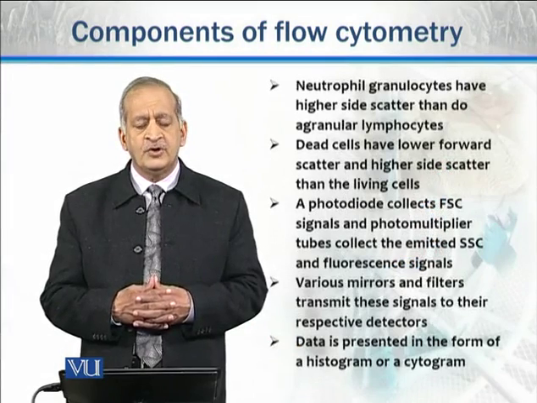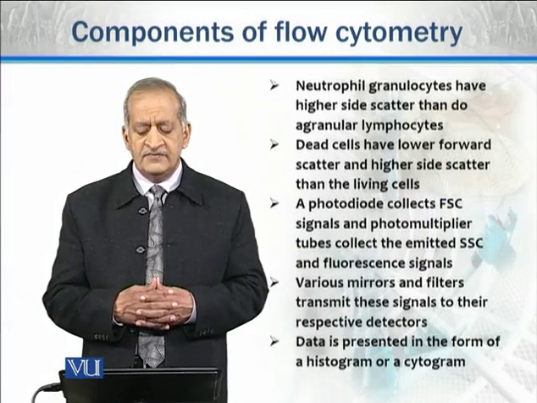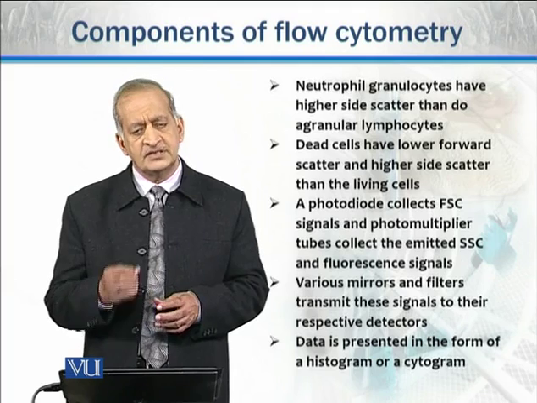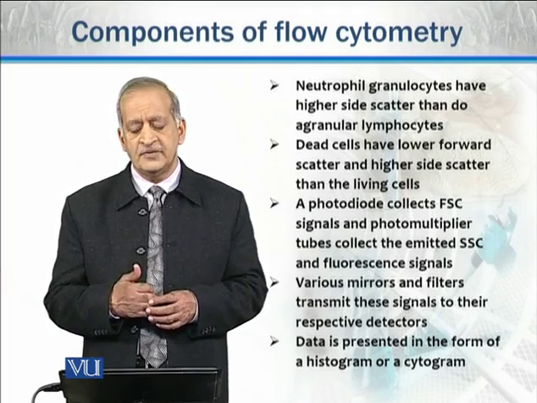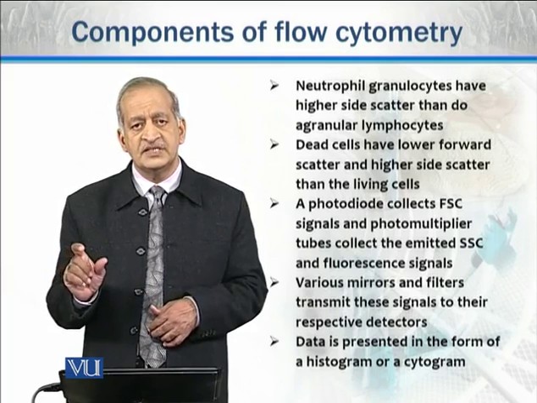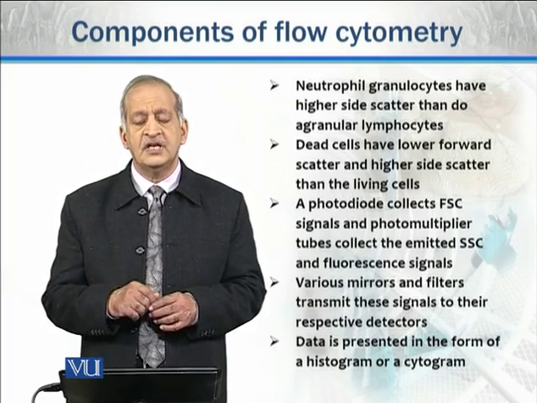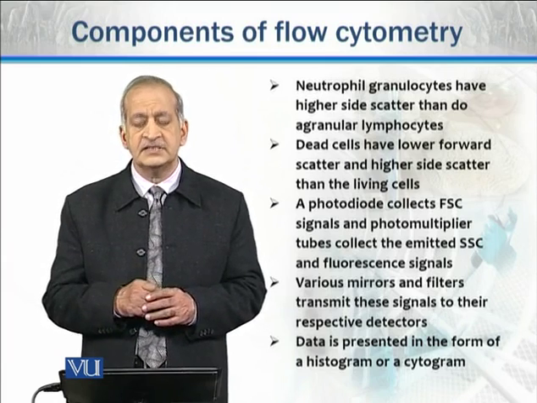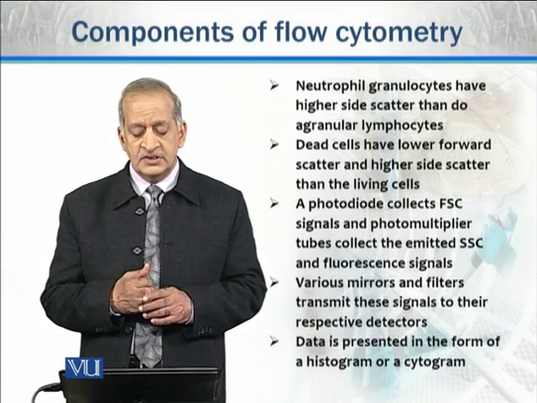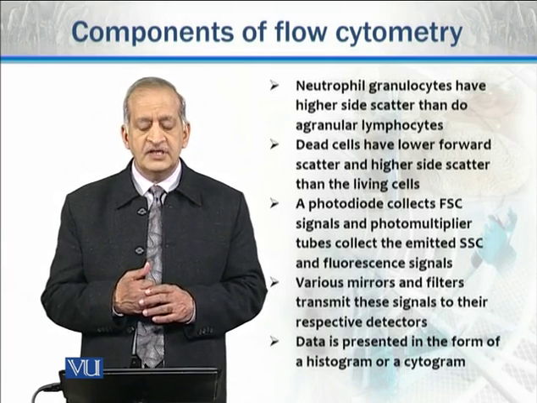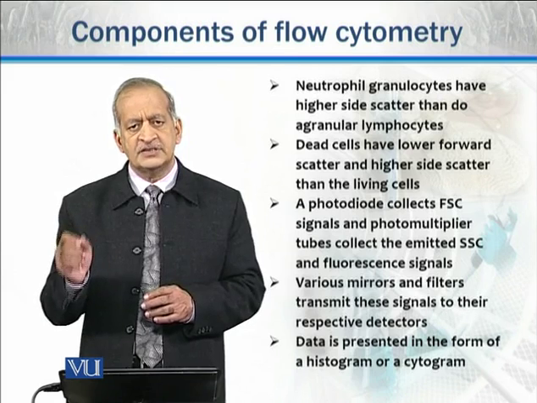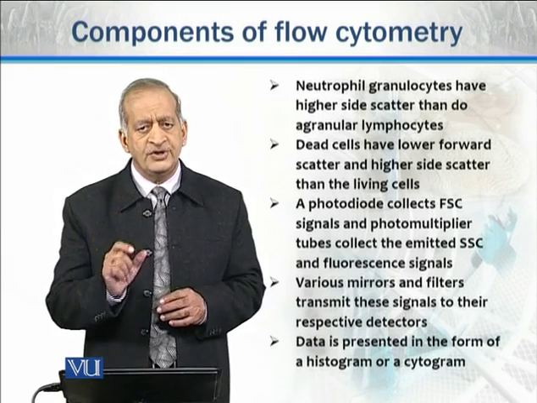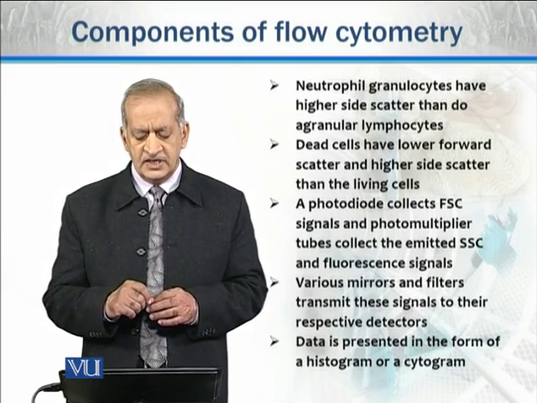Neutrophils, which are found in the blood, they have higher side scattering than do agranular lymphocytes. This is what we mentioned, like in the previous diagram, that neutrophils, they are larger in size and they are granular as compared with lymphocytes, which are small in size and they are agranular as well. Dead cells have lower forward scatter and higher side scatter than the living cells. That's why they are dead, and when they're dead, their size shrinks, they become granular as well.